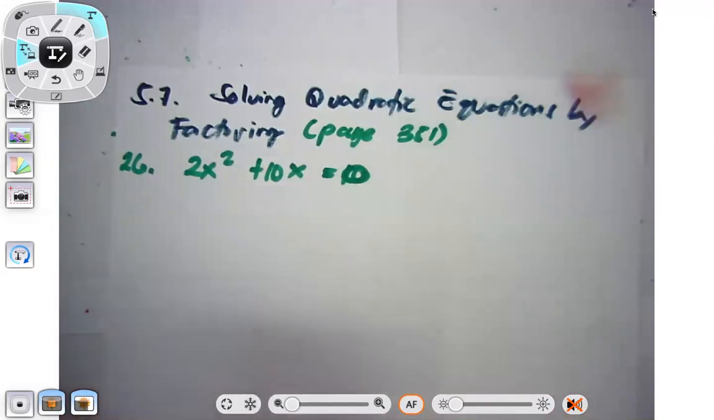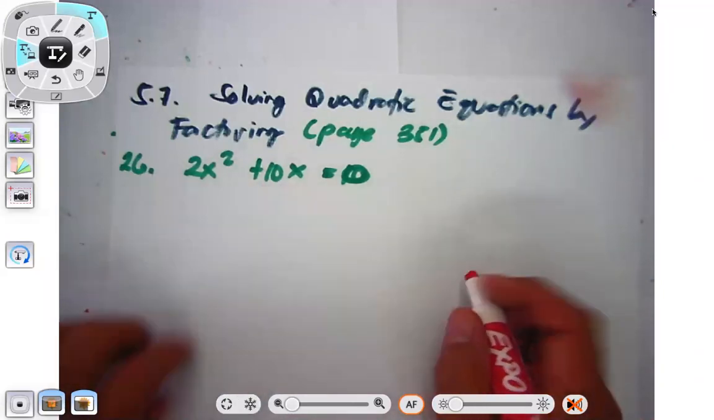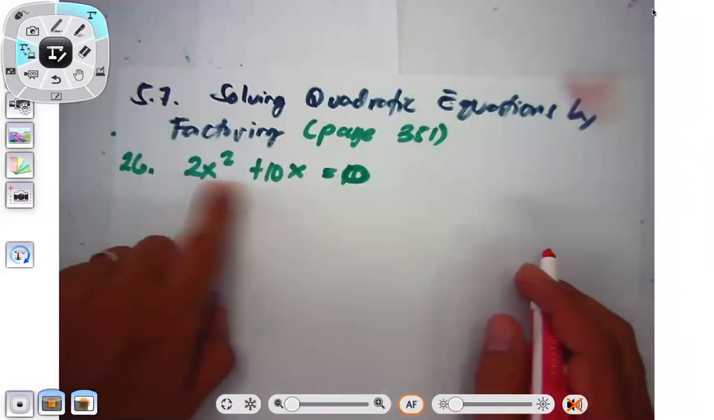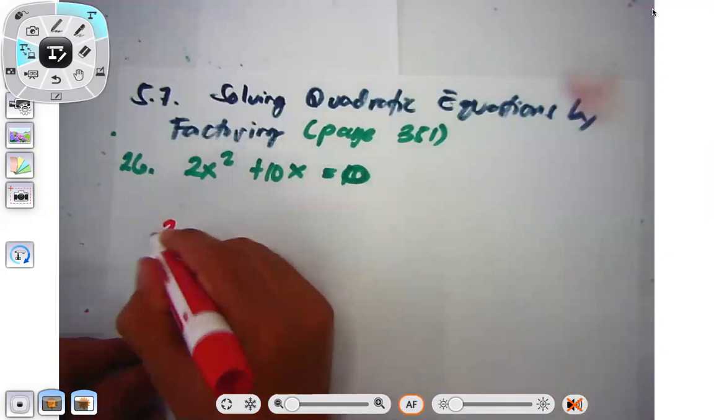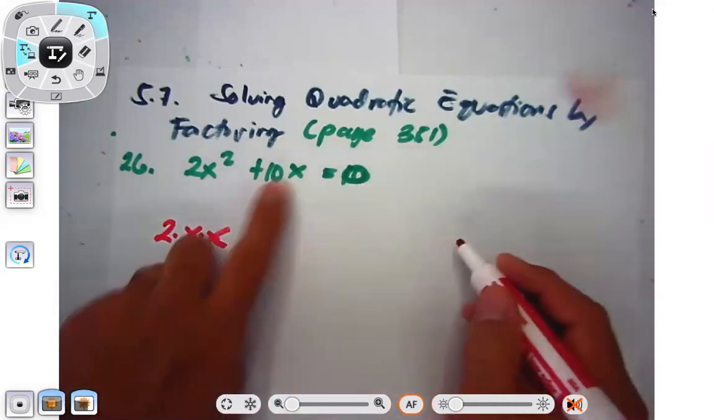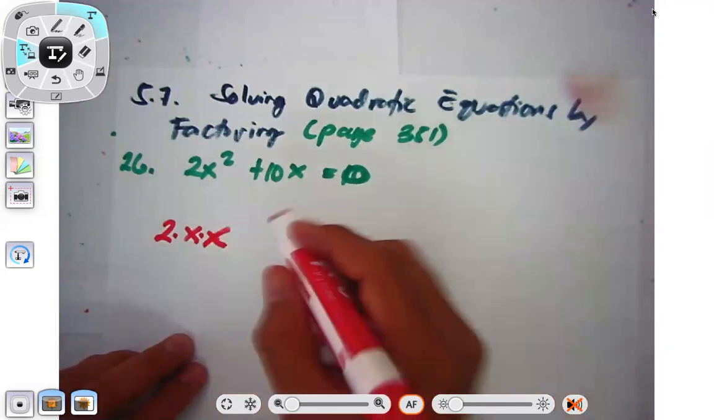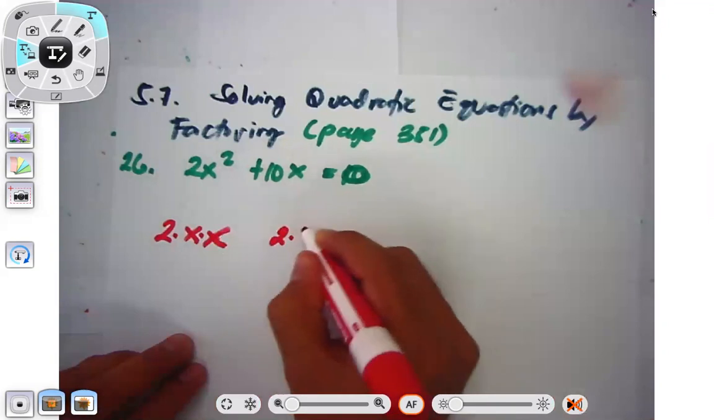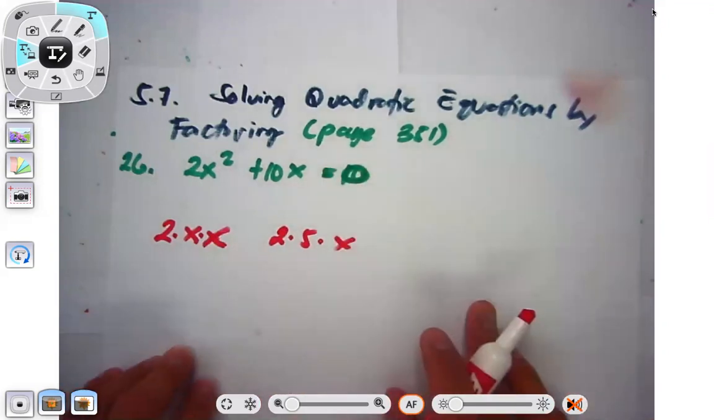Let's try to look at the first method that we've used before, that is factoring out the greatest common factor. By factoring out the greatest common factor, let's factor 2x squared and 10x. We have here 2 times x times x. For 10, what are your factors for 10? You have 2 and 5, and then x. Of course, that's equal to 0 there.